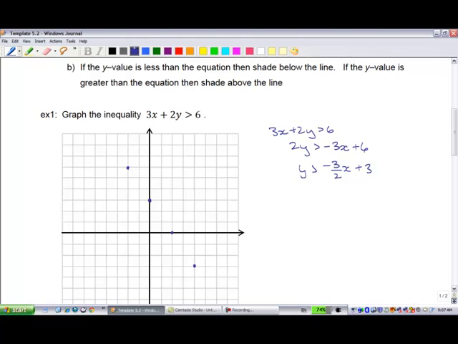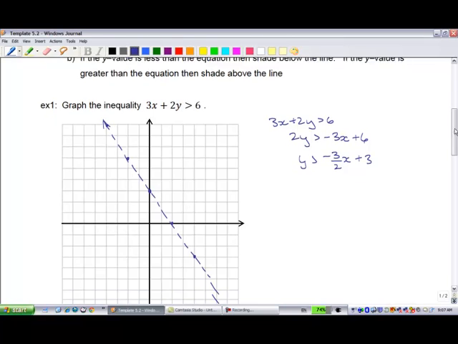So I'm going to put multiple dots along there. And here's the idea of the dotted or solid line. It has to pass through all those dots. If it was an inequality with an equal sign, we would draw a solid line, but in this case I can just draw a dotted line because it doesn't have that equal sign. Let's put some arrows on the end there.